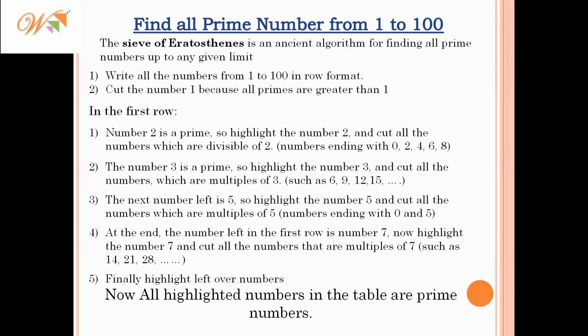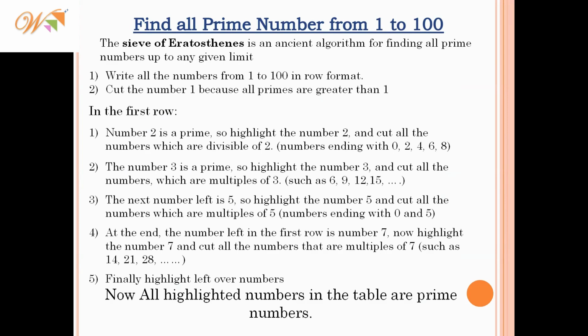Step number 2 says then the number 3 is also a prime number. So highlight the number 3 and cut all the numbers which are multiples of 3, such as 6, 9, 12, 15 and so on. Then the next number left is 5. So highlight the number 5 and cut all the numbers that end with 5 and 0. Step number 4, in the first row we are only left with 7. So highlight number 7 and then cut all the numbers that are multiples of 7. Finally, whatever numbers you are left with in your chart, all those numbers are prime numbers.